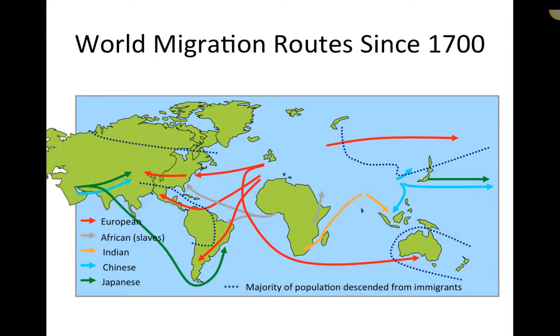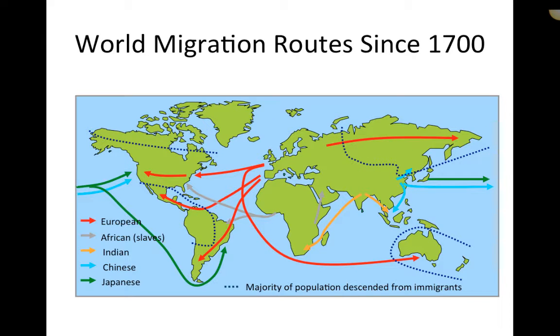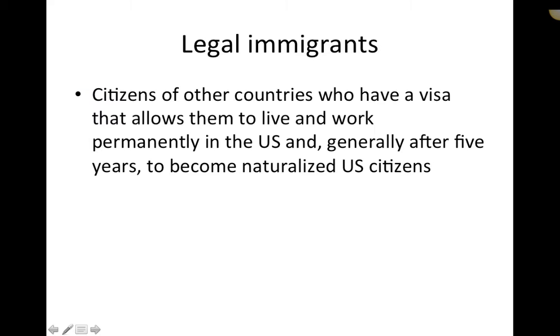This is just so you can see the world migration routes since the 1700s. They're color-coded, so red is European. This is African, and primarily when we had slaves, when slaves were imported to other countries. Then Indian, Chinese, and Japanese. So you can see their migration patterns.